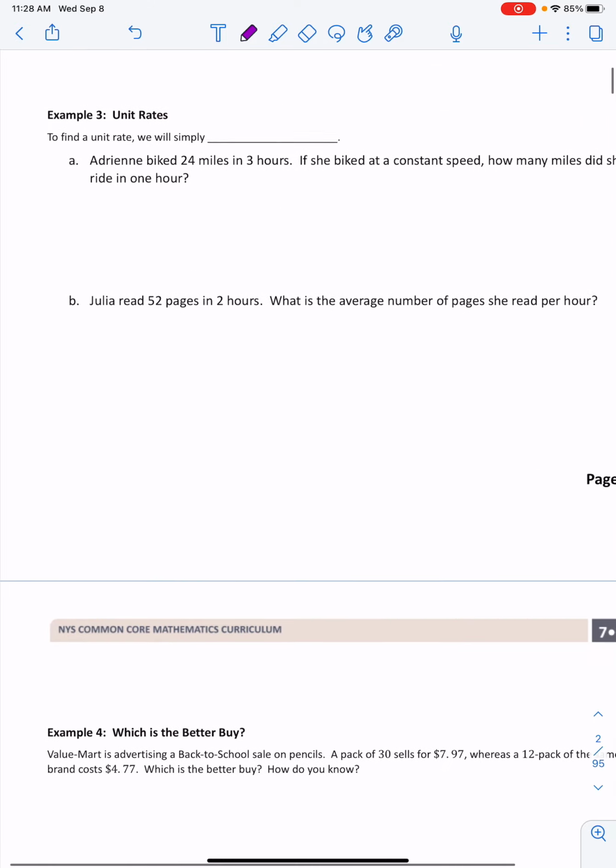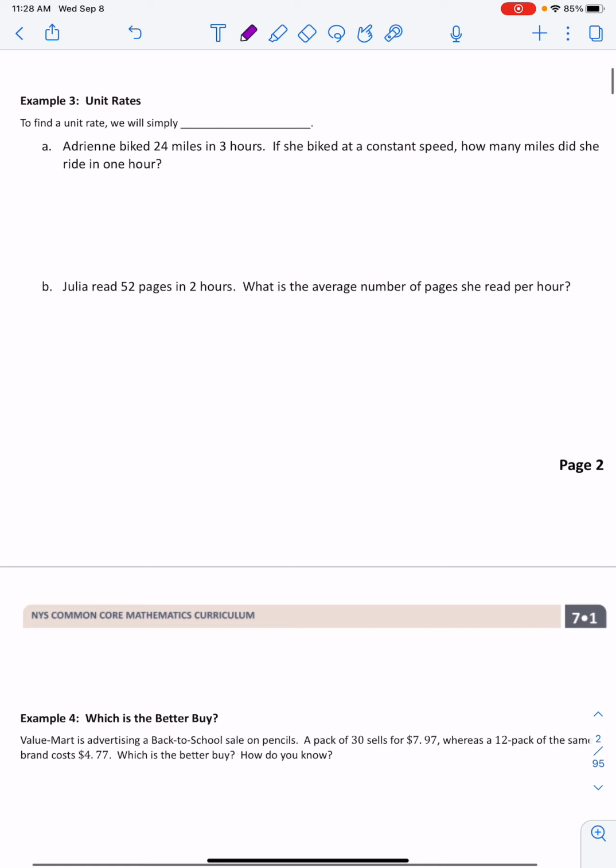So example 3 for unit rates. To find a unit rate, we would simply divide. So to do the following questions on the homework, this is what I would like to see.